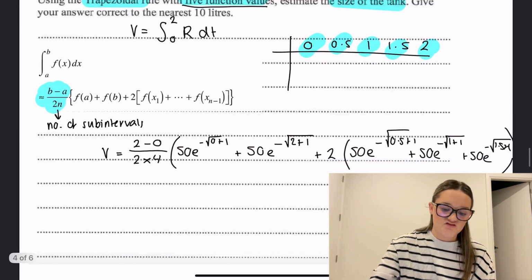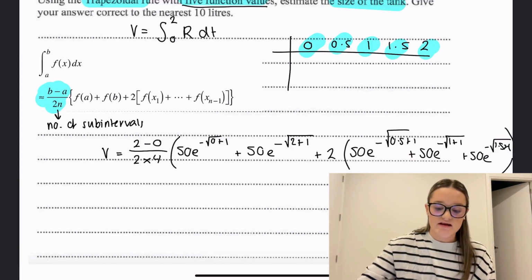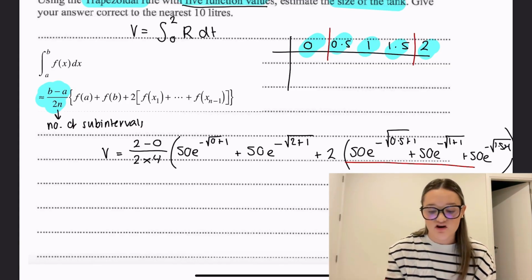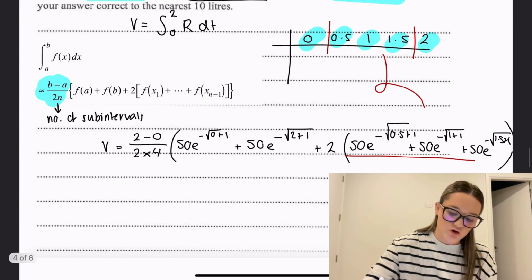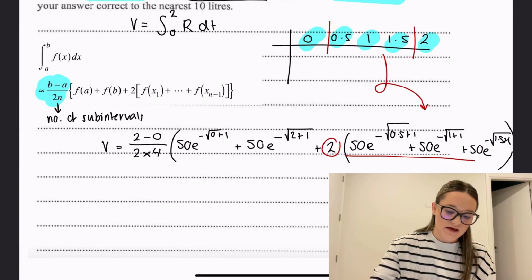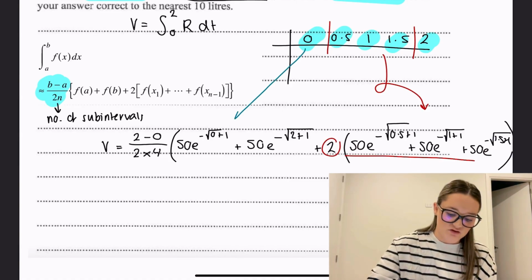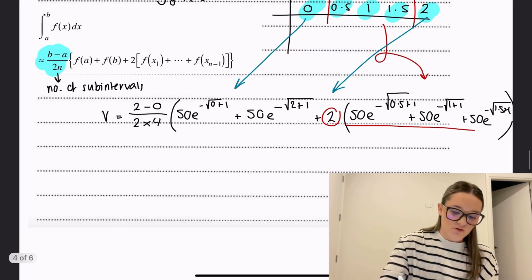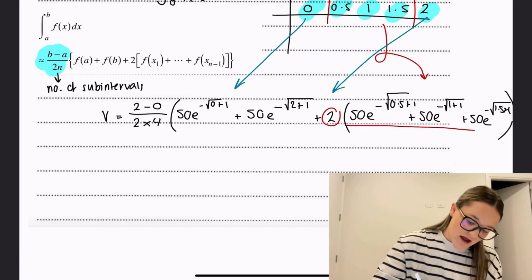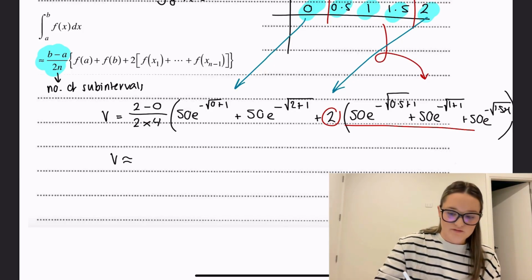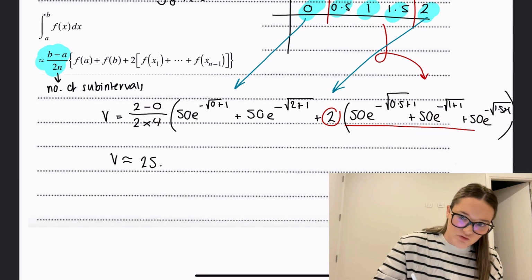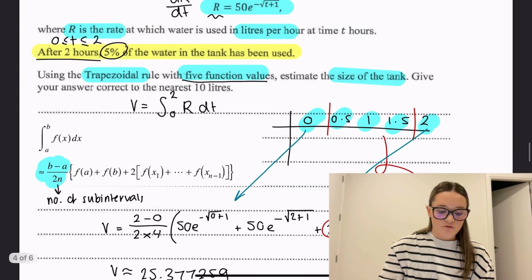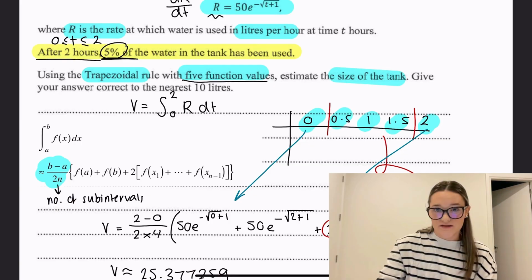Breaking down that formula a little bit, following what's in your formula sheet, all the ones in the middle, from 0.5 to 1.5, depending on how many function values you have per question, are what you pop in between, and you times them by 2. The ones sitting on the outside are your limits, when t is equal to 0 and when t is equal to 2. Then all you need to do is evaluate that in your calculator, and you get that the volume in the tank after 2 hours is approximately 25.377259. Remember that this is only the volume of 5% of the water in the tank.